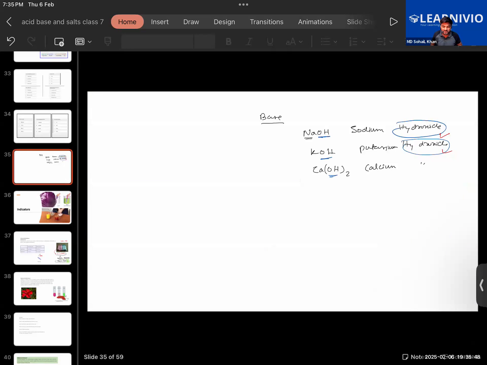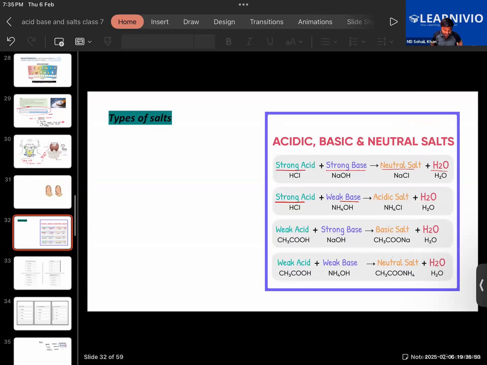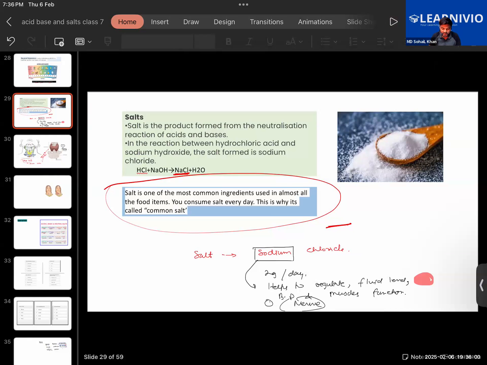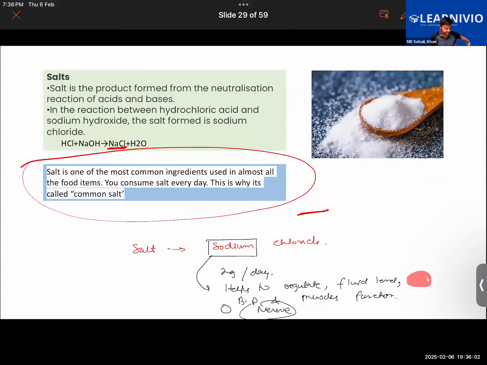and bases and the salts. About the salts, we revised that there are different types of salt. Salt basically is a neutral substance. This is what we revised in the last class, that it's basically a product formed due to the neutralization reaction between the acid and the bases, right?